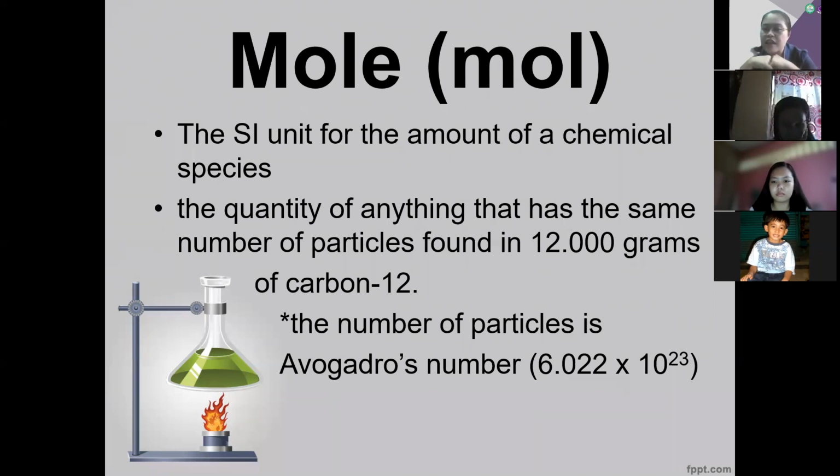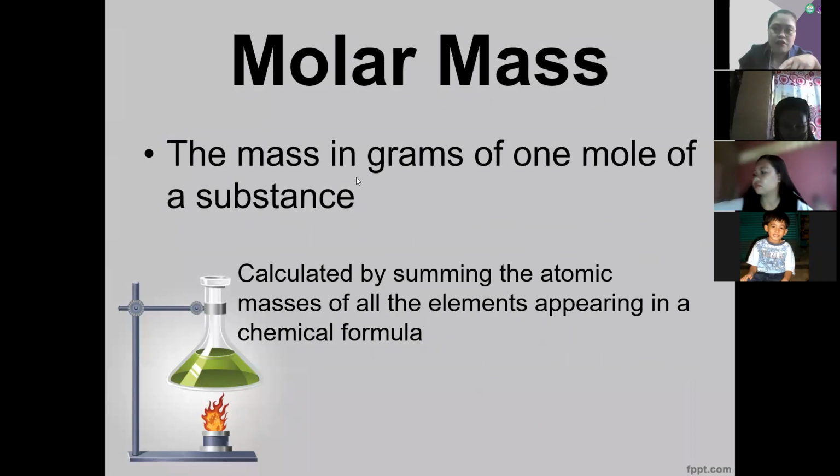And it is also defined as the number of particles that is the Avogadro's number. So the Avogadro's number, class, take note, is 6.022 times 10 raised to the power of 23. That's the number of particles that we used to call as the Avogadro's number. So that's just the definition of mole.